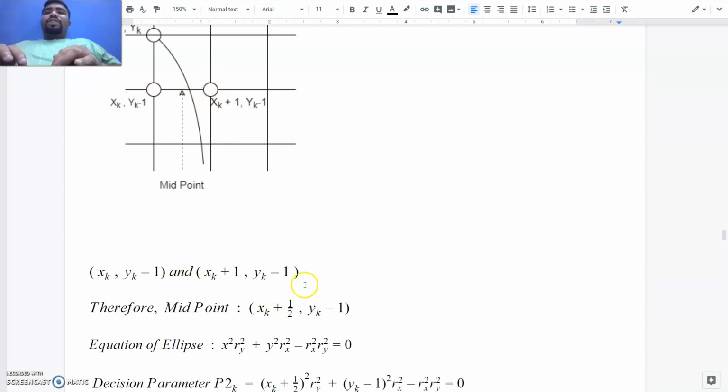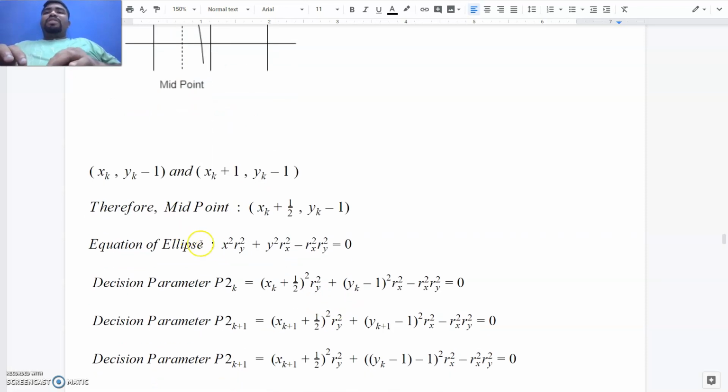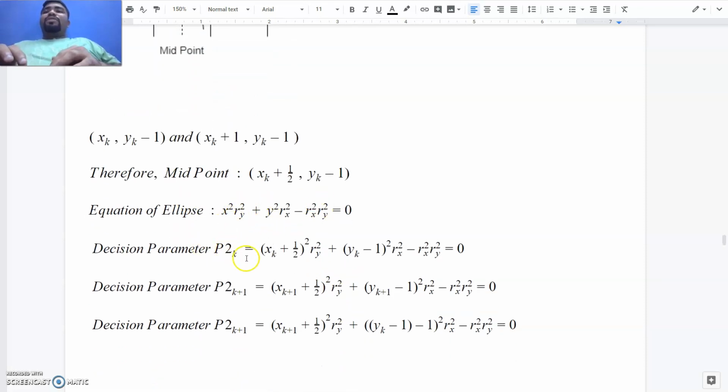And yk is what? 2 times yk minus 1, so that becomes what? Just yk minus 1. Now this is the equation of the ellipse, and now we're going to find out the decision parameter for the region 2, that is p2 of k. So in the equation, we are just going to replace the x value and the y value of the midpoints. As we do that, the equation looks something like this.